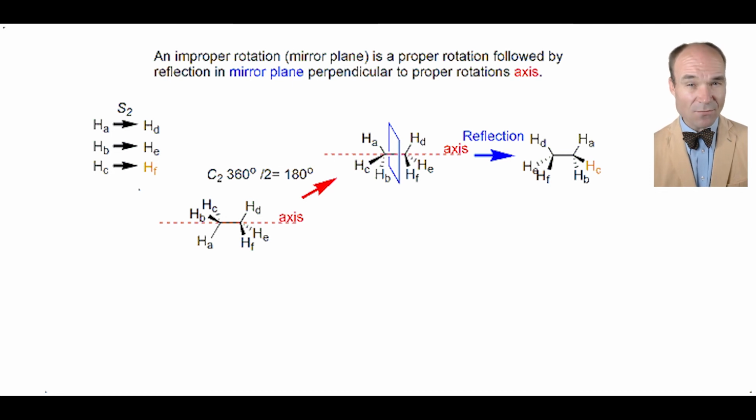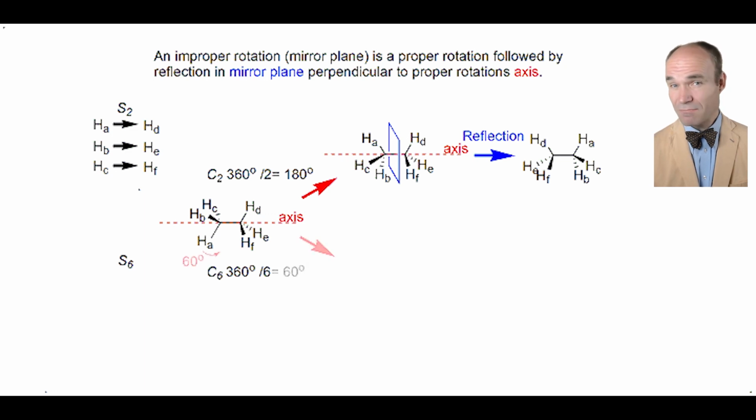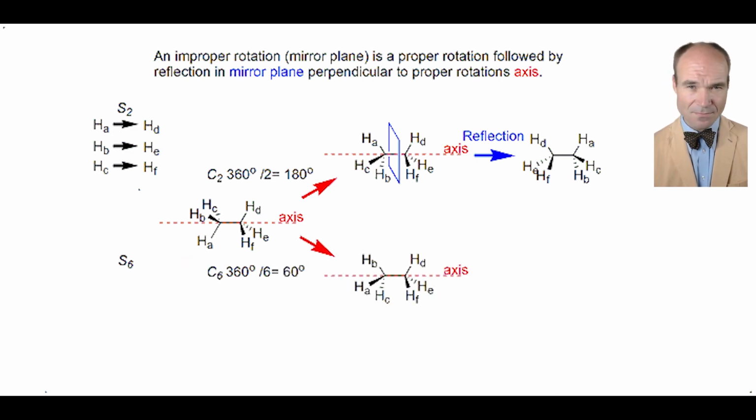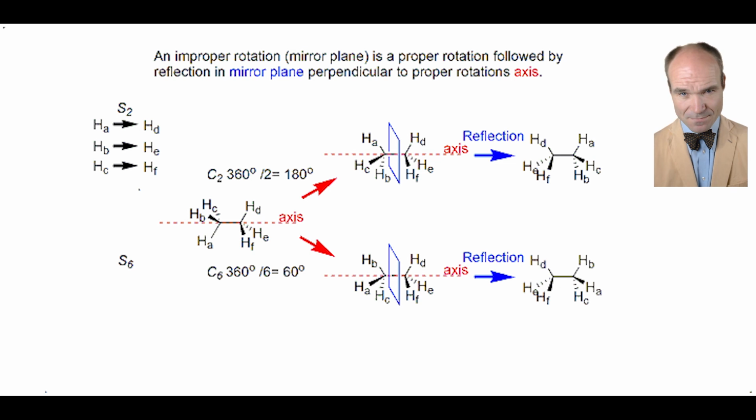What would happen if we performed S6 on the same molecule? So we first carry out a C6 about the same axis, being rotated by 360 degrees divided by 6, so 60 degrees. There is a reflection on the same mirror plane perpendicular to the axis.